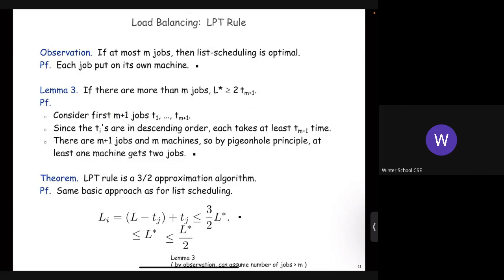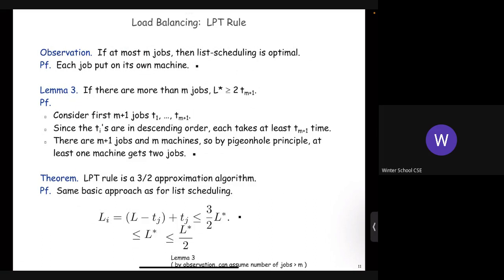So we have to assume that we have more jobs, M plus one or more. So what does this tell us? If there are more than M jobs, look at the M plus oneth job. There are only M machines, so some machine will be assigned two jobs. Pigeonhole principle: M holes, M plus one pigeons, so there is a hole with two pigeons. Look at the two jobs assigned to that machine. The M plus oneth job was the smallest among those, so the total time on that machine is at least T of M plus one plus T of M plus one, maybe more. We cannot guarantee more, because it's possible that all jobs have the same processing time.